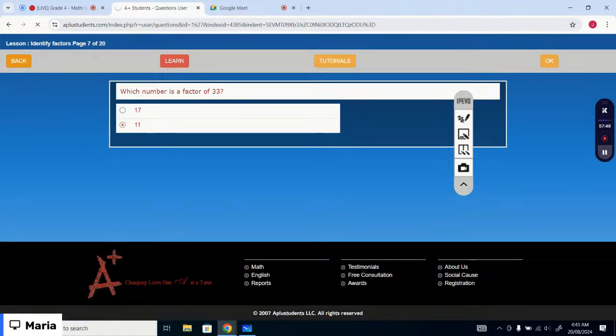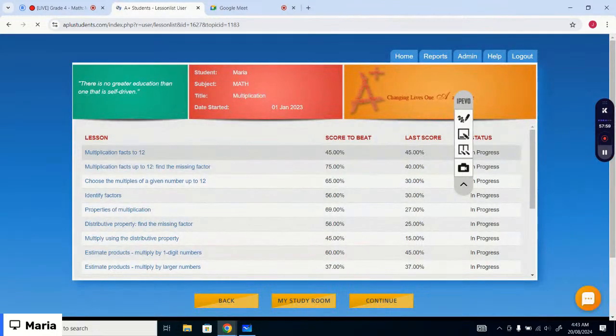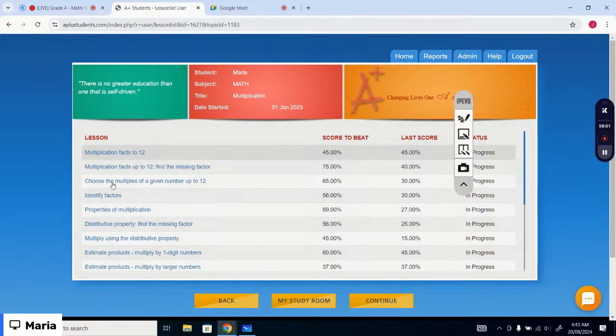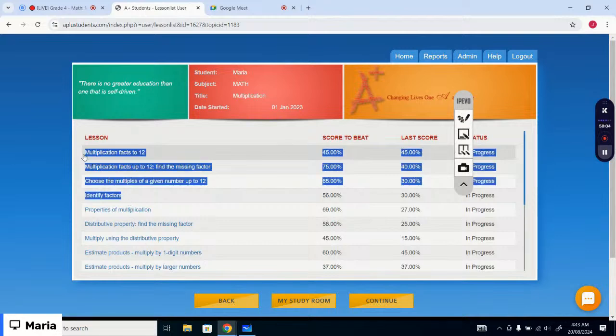So we were working on grade 4 math. The chapter we were working on is multiplication. The lessons we have covered today are multiplication facts up to 12, find the missing factor, choose the multiples of a given number up to 12, and identify factors. So please make sure before the next session you complete all the practice questions for the lessons we just did. That is your homework until the next session, right?